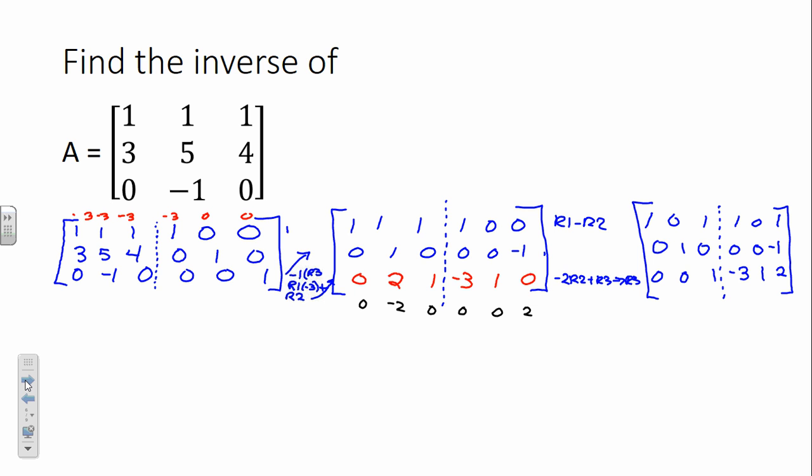Last step, we have to get rid of one more 1. What are we going to do? Row 1 minus row 3. So 1 minus 0, 0 minus 0, 1 minus 1, 1 minus a negative 3, 0 minus 3, or 0 minus 1, and finally 1 minus 2. A lot of paper, right?